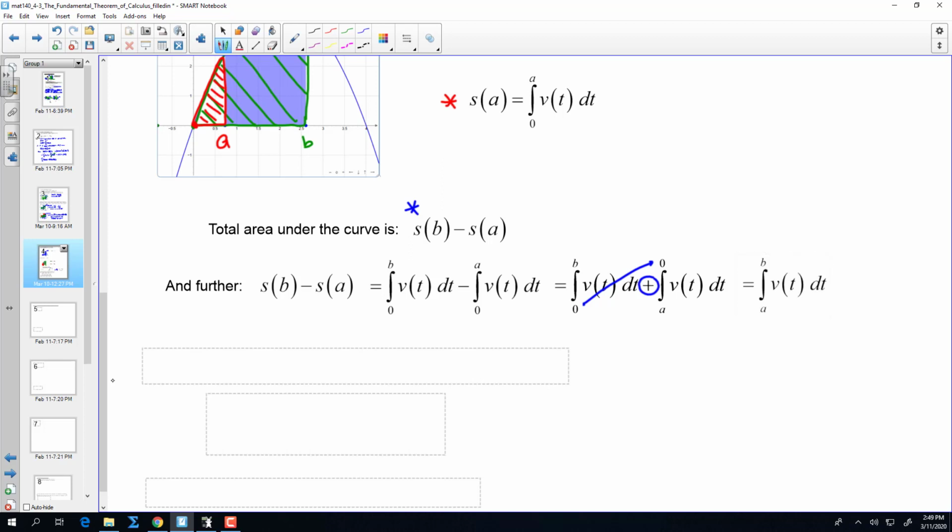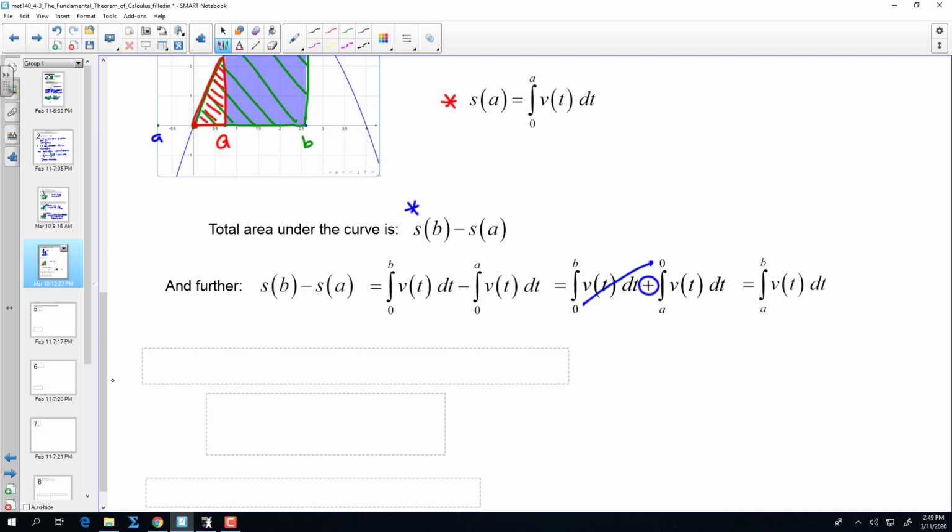And you might be thinking, wait a second, 0 is not between A and B. But when you reverse the interval from A to 0 instead of 0 to A, it's like A is back here, so 0 is between them. Don't worry, it works out. But anyhow, it works out that this is the integral from A to B, v of t dt.